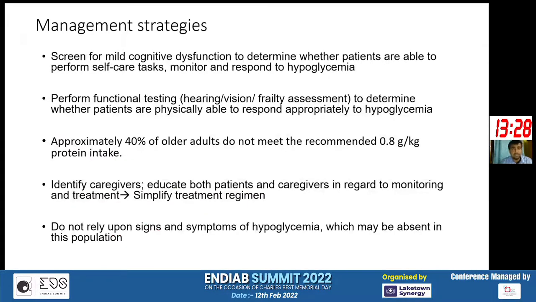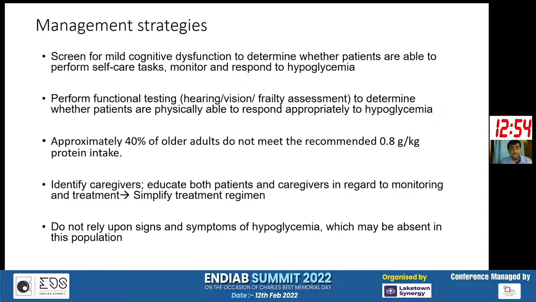So coming to the management strategies in elderly, we as clinicians have to screen them for mild cognitive dysfunction to determine if those patients are able to perform self-care tasks and if they are able to monitor and respond to hypoglycemia. We should also perform functional testing like hearing, vision loss, and frailty assessment to determine whether patients are physically able to respond appropriately to hypoglycemia.